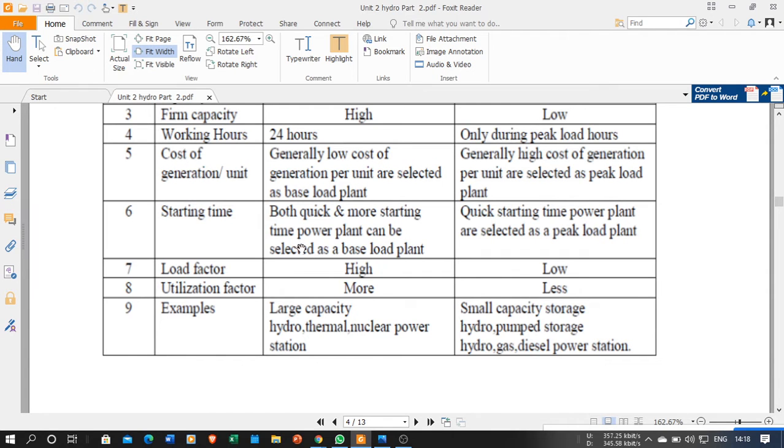Load factor in case of base load plant is high. In case of peak load plant, it is less. Load factor means what? The percentage of the total load which is taken by the plant. In case of base load plant, it is high, and in case of peak load plant, it is low. Say if my system has 100 megawatt load, and my power plant capacity is 90 megawatt, then most of the load is taken by the base load plant, and only 10 megawatt is taken by the peak load plant. So it is called the load factor for peak load plant is low.